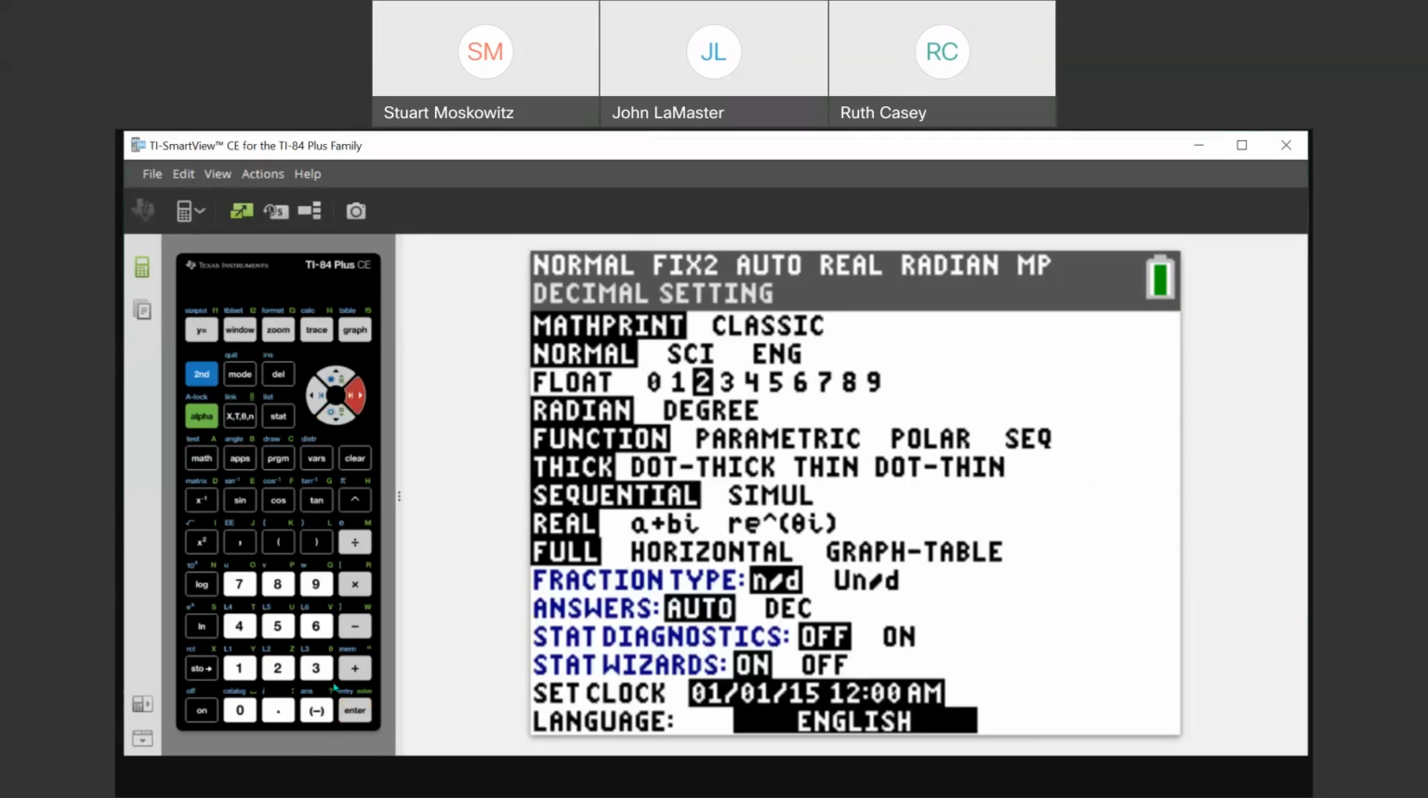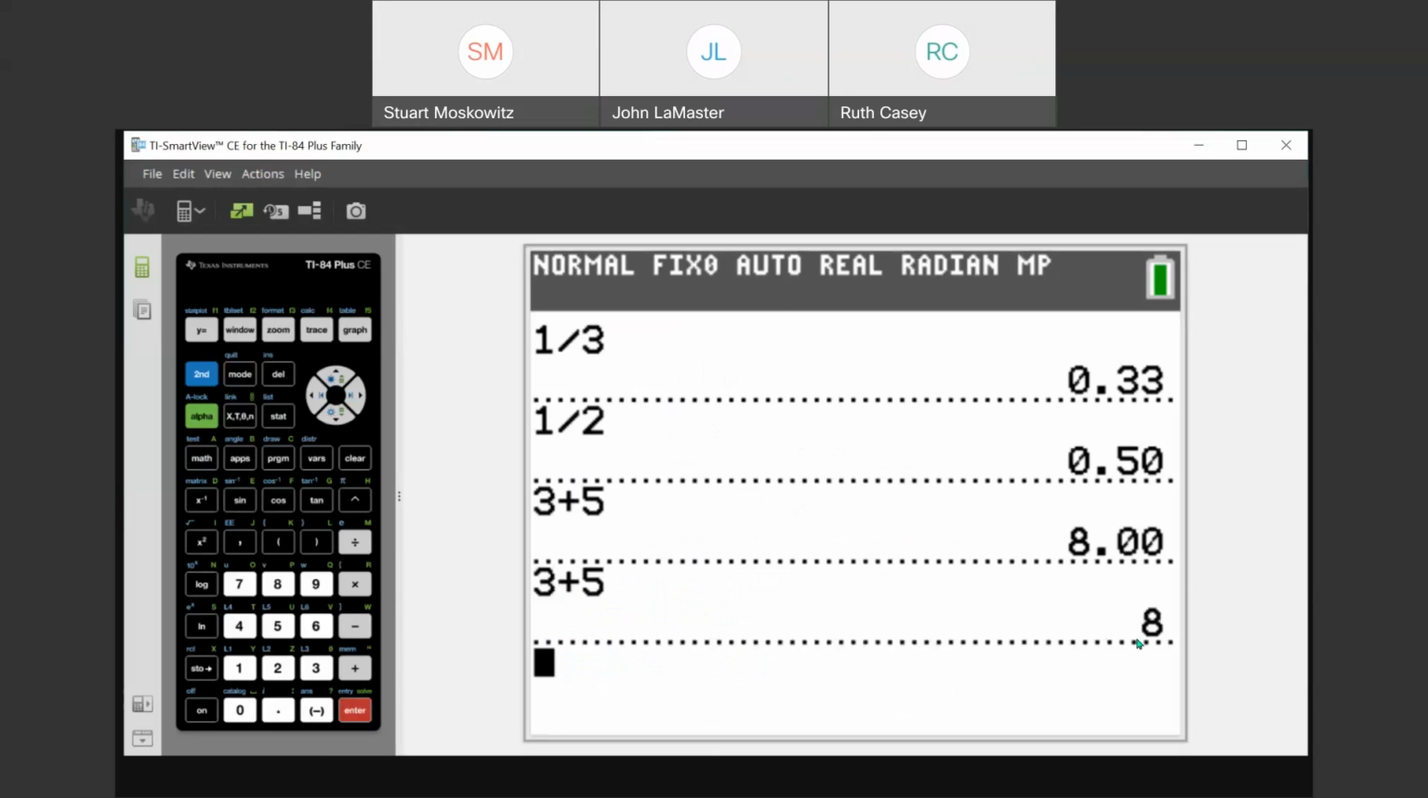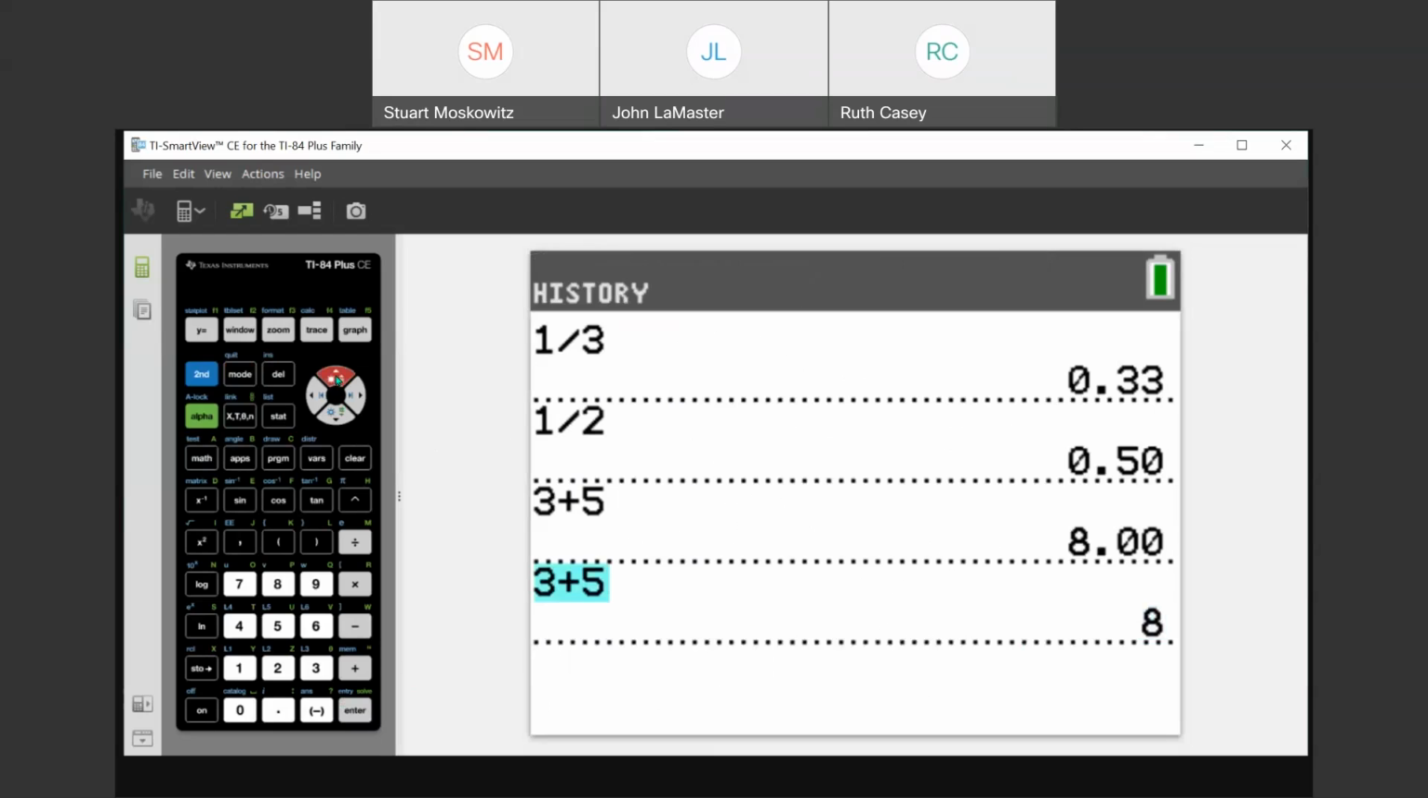They don't want to see those digits, so they'll change it to 0. And then they come back to the home screen, and 3 plus 5. Now watch, I'm going to execute 3 plus 5 again, but all I'm going to do is hit enter. If you have a cursor on a blank line and you press enter, all that happens is it executes the previous entry line. And now 3 plus 5 is certainly 8. But watch what happens here. I'm going to go up, up. I can get the previous line. All I have to do is press enter and execute the previous line.